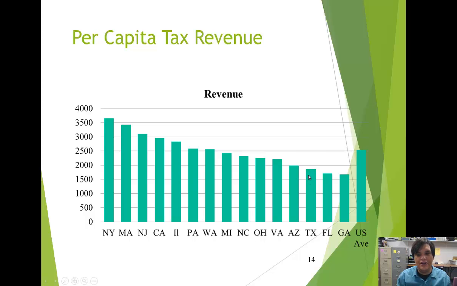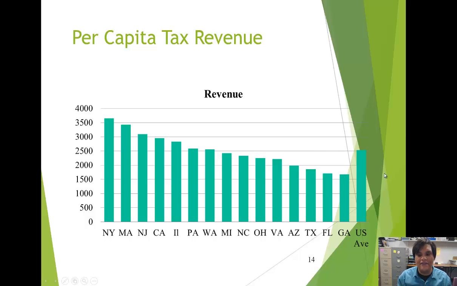However, that's not that much, $1,900 on average, compared to some states such as New York. New York generates around $3,600 to $3,700 per person. So if you live in New York, you are on average paying $3,700 every year for your taxes. Massachusetts here, around $3,400 per person. So they pay a lot more. People in those states pay a lot more tax revenue each year. Texas has pretty low taxes, and so Texas only pays around, like I said, $1,700 to $1,800 per person.